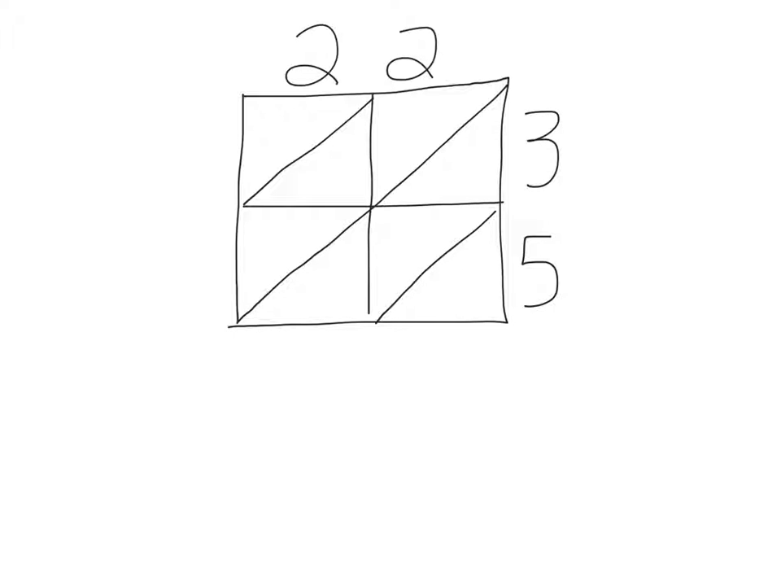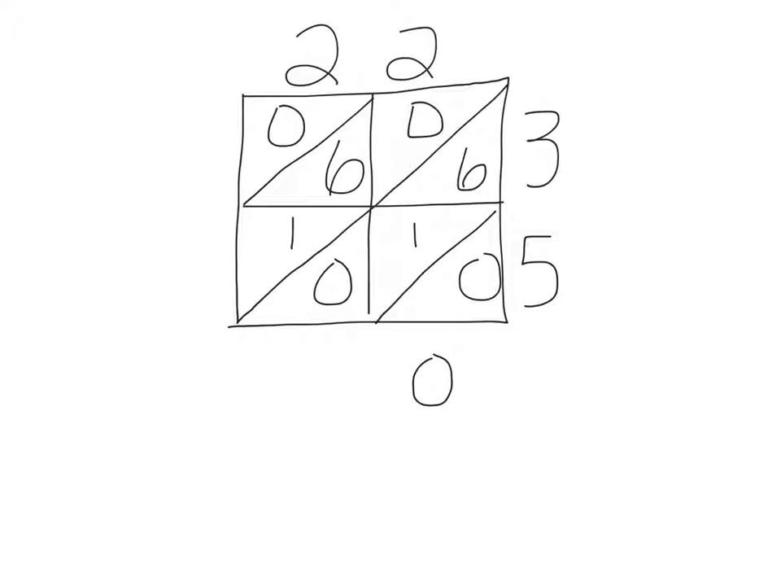For the lattice method, I have 22 times 35. So I do 3 times 2 is 6. 3 times 2 is 6. Then 5 times 2 is 10. 5 times 2 is 10. And then I would add up along the diagonals. So 0, 6 plus 1 plus 0 is 7. 0 plus 6 plus 1 is 7. So my answer is 770.